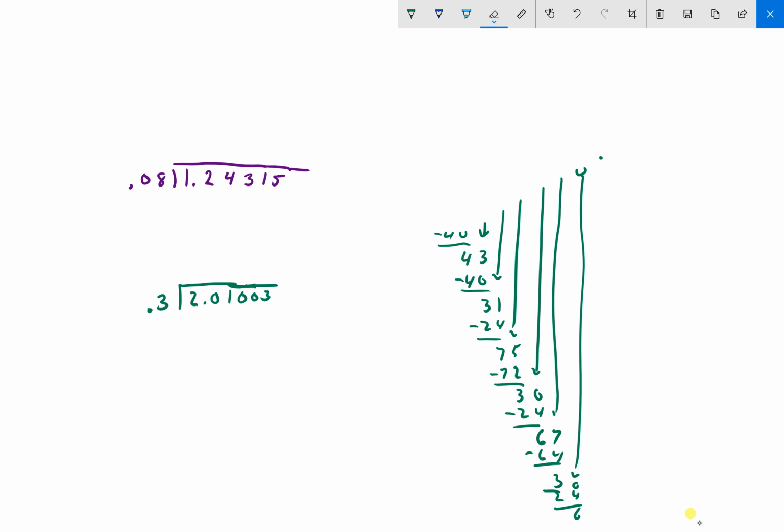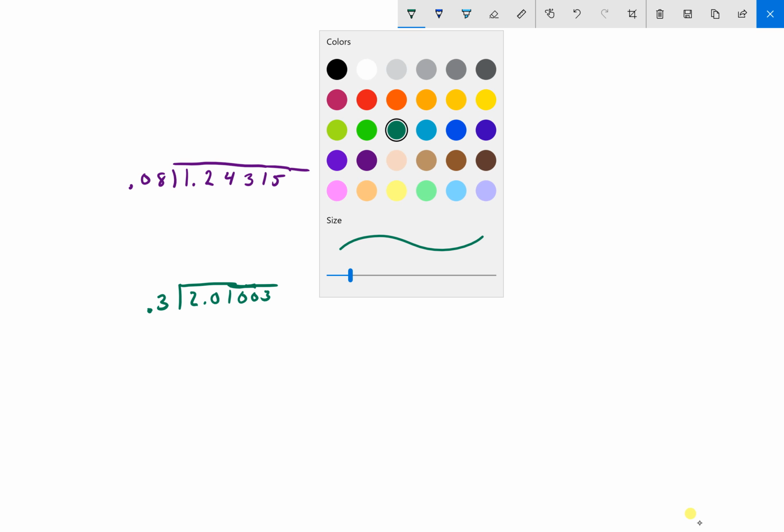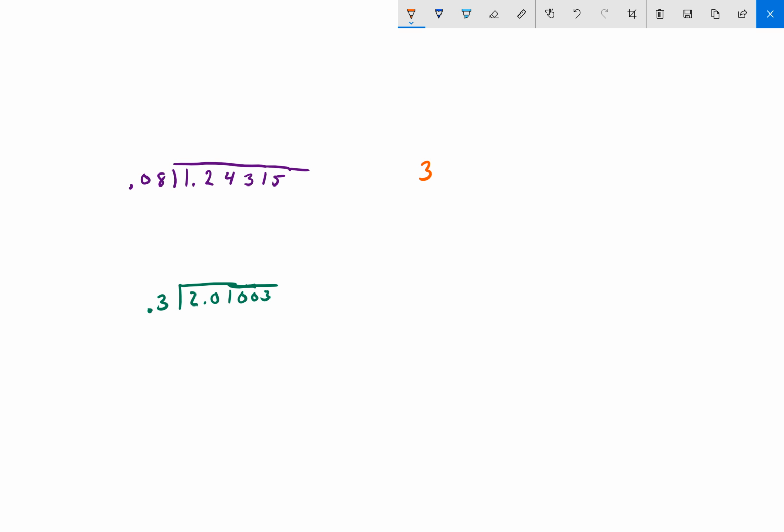This is a good one because it touches on when you run into a problem with zeros. Once again, I'm going to move my decimal over one spot, multiplying by 10. So I have to multiply this by 10. I get 20.1003. Bring my decimal up. 3 goes in 20 6 times, 6 times 3 is 18. 2, bring that down. I get 21. 3 goes in 21 7 times, so I get 21.